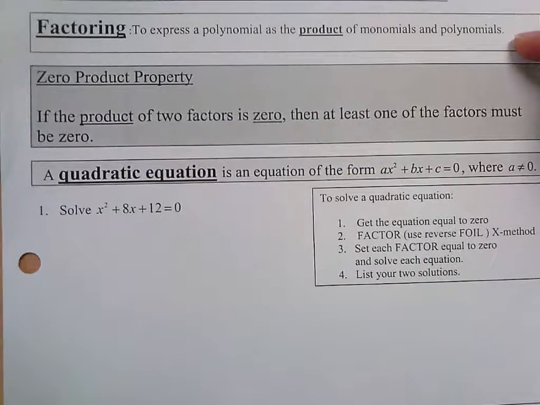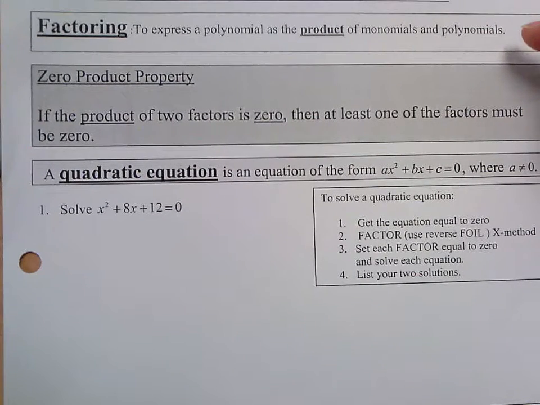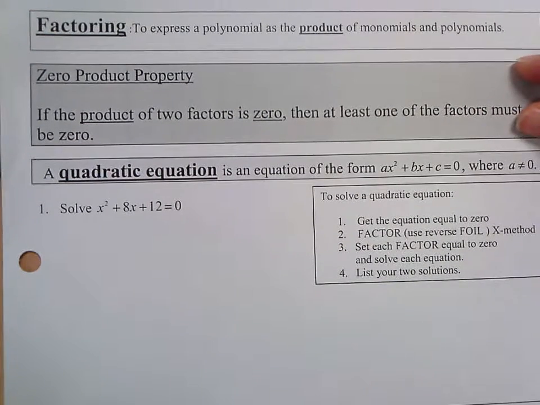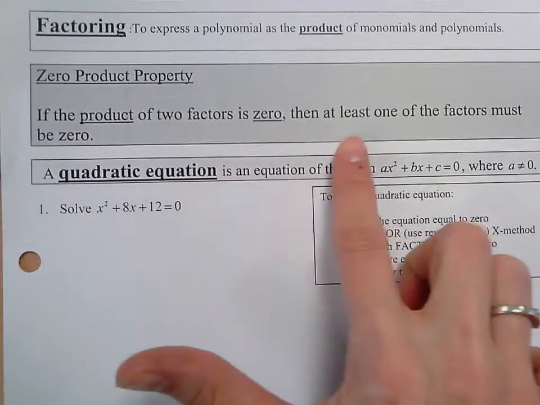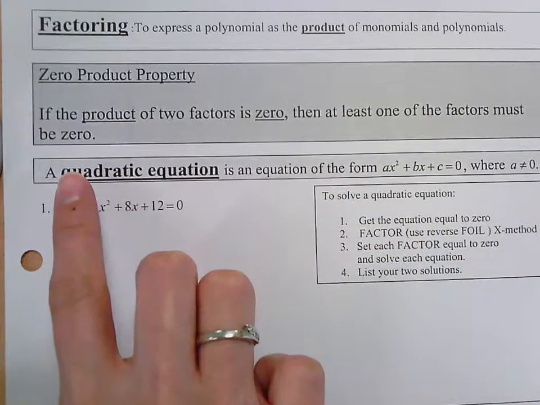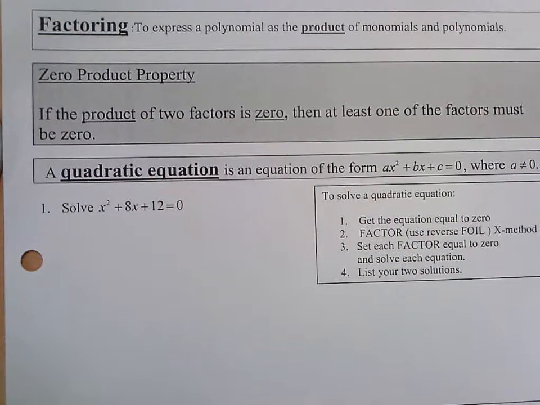It's important for you to know what it means to factor. So again, factoring is expressing a polynomial as a product of monomials and polynomials. Then the zero product property is what we use to solve quadratic equations, and that says if the product of two factors is 0, then at least one of the factors must be 0. So that's where you're setting each factor equal to 0 and solving.